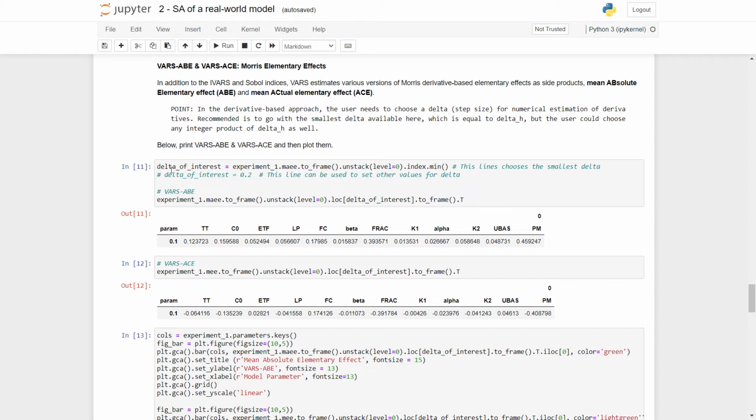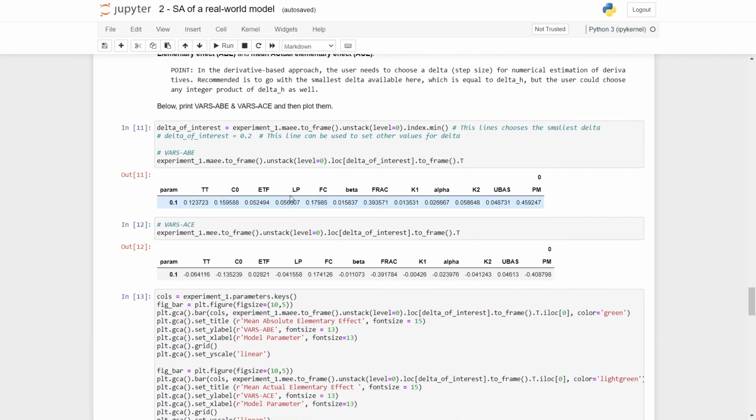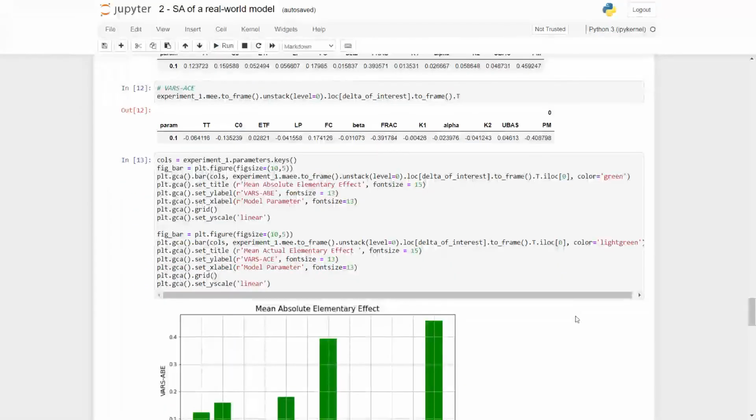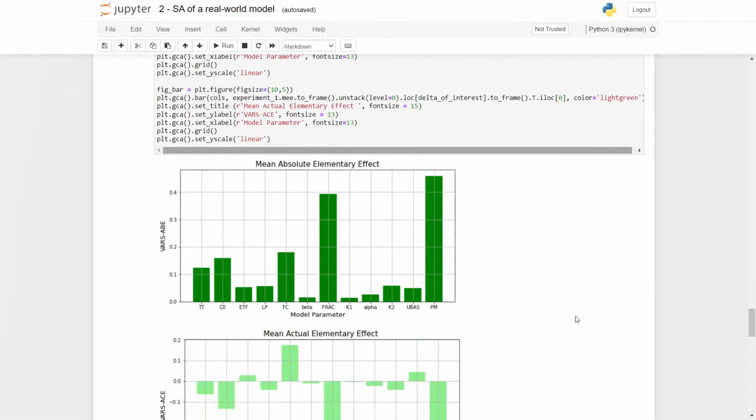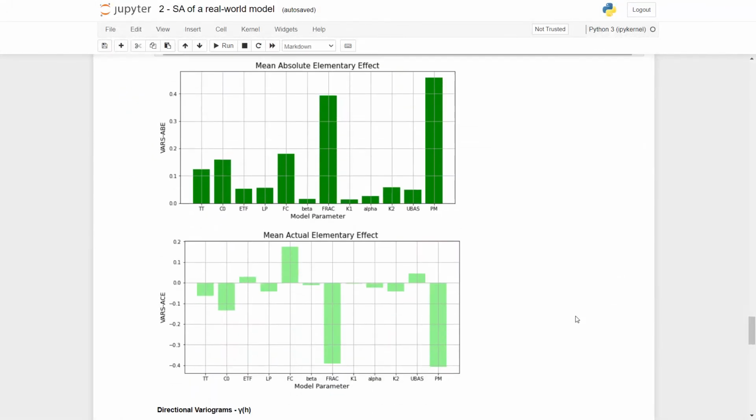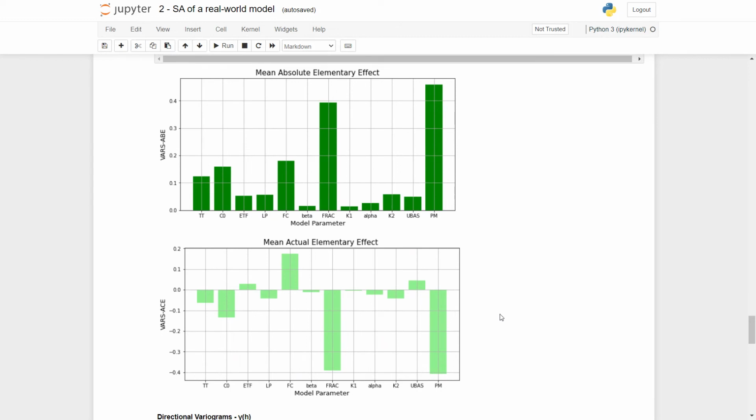As you can see here, we choose a delta of interest equal to 0.1, which would be the minimum delta H. There are also some printed values of both the ABE and ACE values. Now we take a look at the graph for the mean absolute elementary effect and the mean actual elementary effect. As you can see, the results are similar to the previous two graphs that were shown.